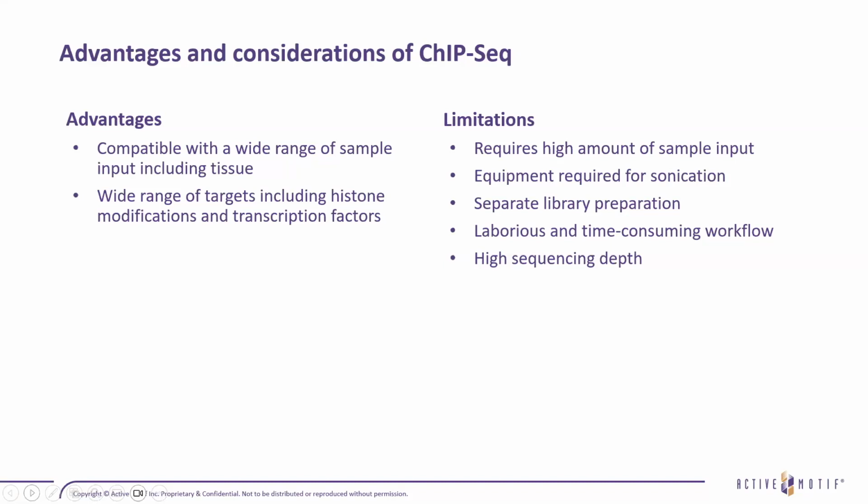There's also equipment required for sonication, and a separate library preparation kit is required since the fragments that you're pulling down in your immunoprecipitation don't already have the sequencing adapters. Overall, it is a complex workflow. It's quite laborious and time-consuming. And then the other big limiting factor is the sequencing depth. It does require a high sequencing depth, which adds cost to each experiment.